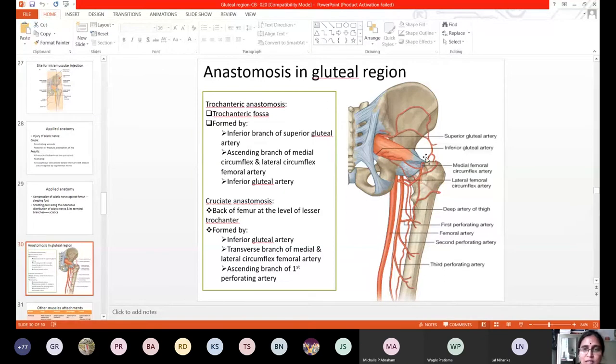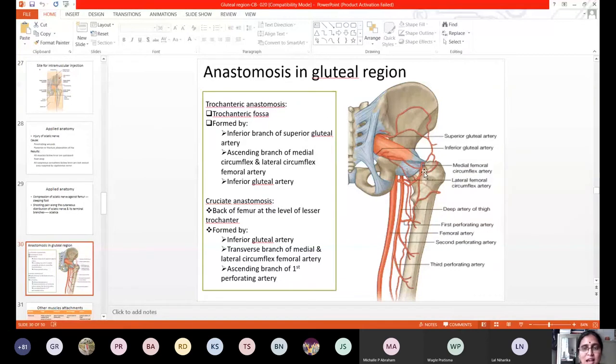Okay. And these arteries provide small minute branches in the region of the trochanteric fossa, forming the collateral anastomosis known as the trochanteric anastomosis. So the branches involved in the formation of the trochanteric anastomosis are the inferior branch of the superior gluteal artery, branch from the inferior gluteal artery, and the ascending, because it has to go up. So you think carefully, no need to mug up, very easy. The branch has to go up to the greater trochanter. So ascending branches of medial circumflex and lateral circumflex femoral artery.